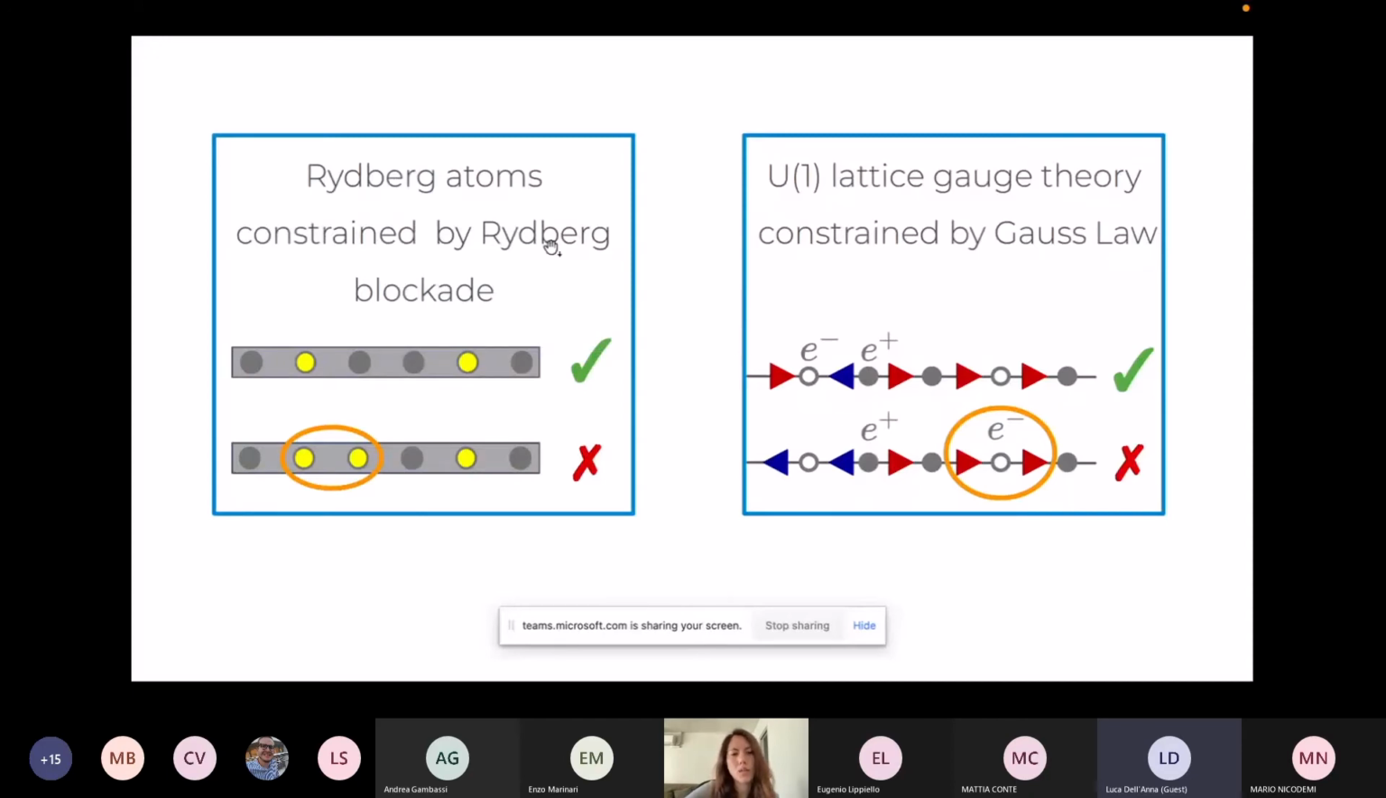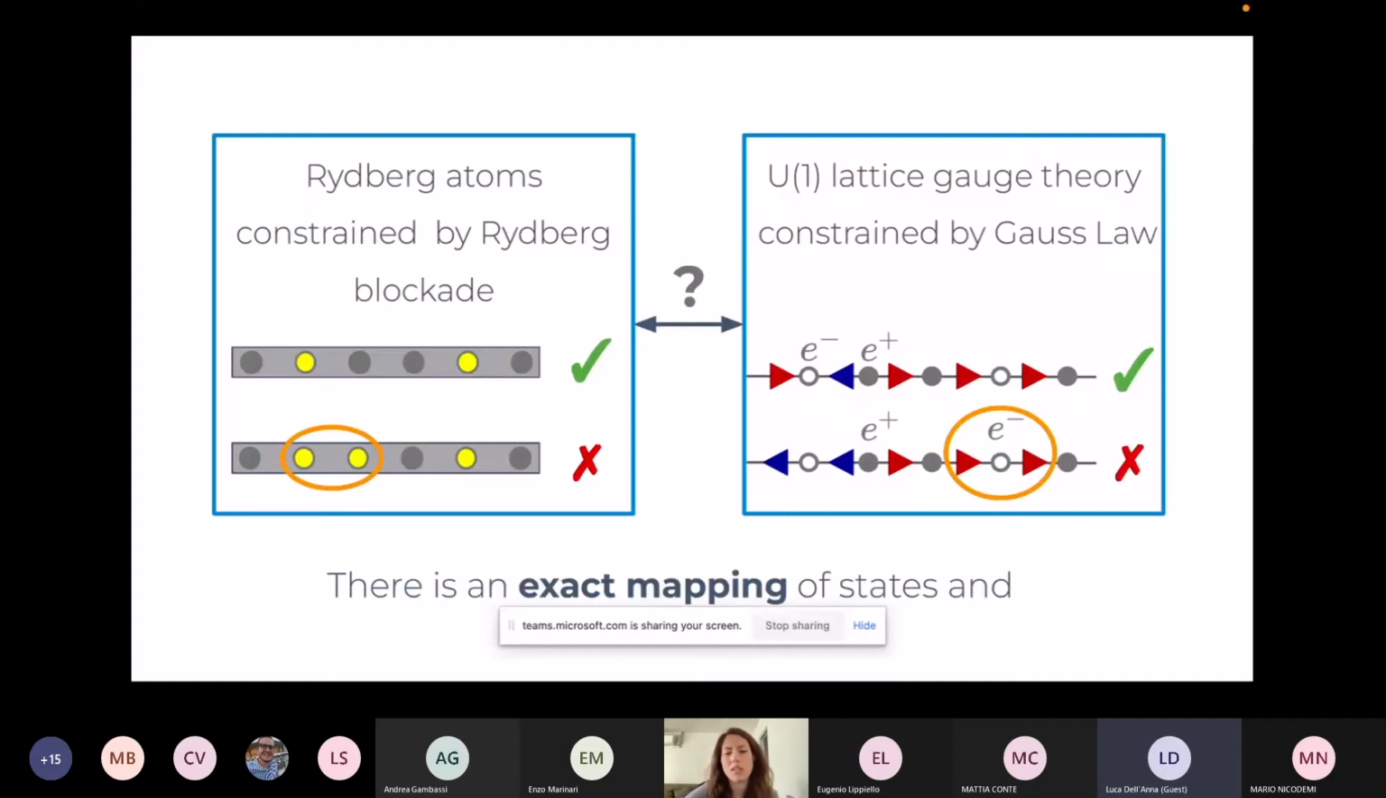And on the other side, we had this Rydberg atom experiment where we had the Rydberg blockade. So Rydberg blockade means that you cannot have two excitations that sit next to each other. So we have two constrained systems. And what I'm going to show now is that there is an exact mapping of states and of Hamiltonians between the two. So this means that we can use this model as a quantum simulator for this lattice gauge theory.